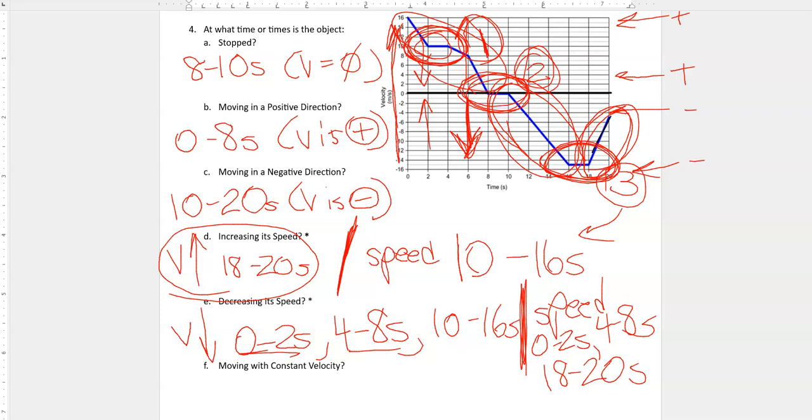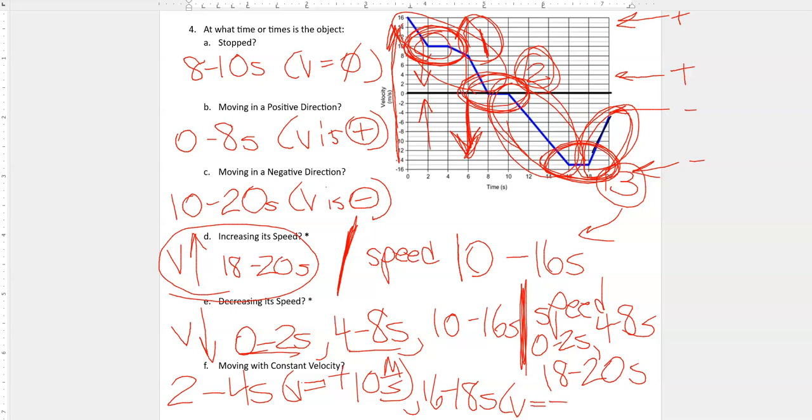Well, that's moving and it's constant velocity. So we can say between 2 and 4 seconds, because that's a velocity that is constant at positive 10 meters per second. But we could also say it's constant at section 3. That is from 16 to 18 seconds, where the velocity is constantly negative 15 meters per second.